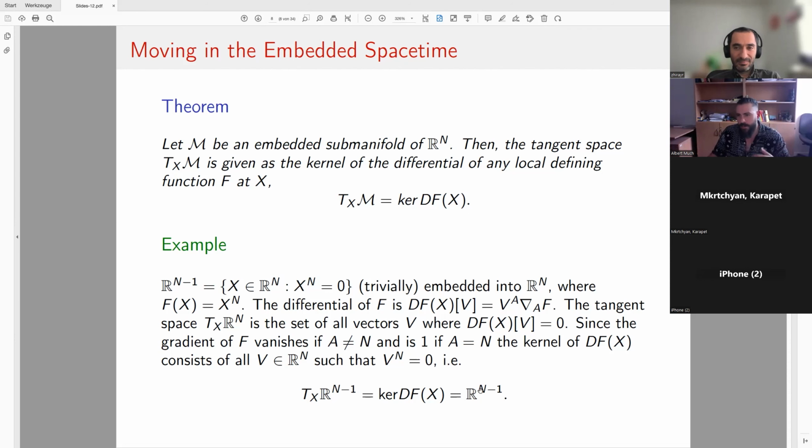But this is, as I said, I like to really do things explicitly. Otherwise, I have the feeling I'm not really understanding it. So basically, take the kernel of this embedding map, which is this trivial xn, and then you get the tangent space, and this is Rn-1, which is well known.